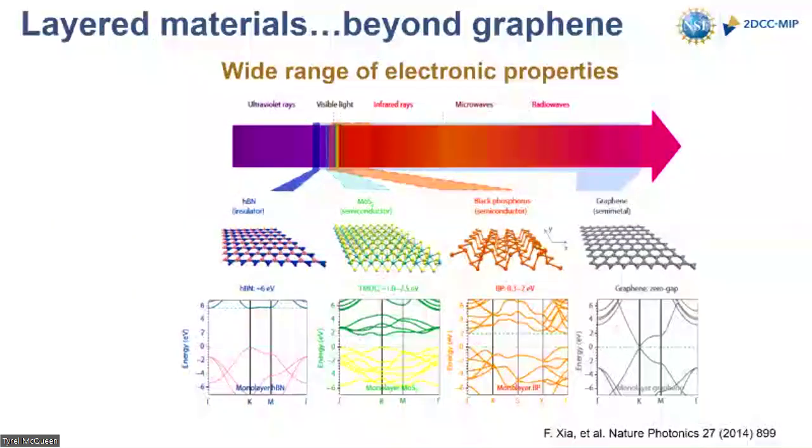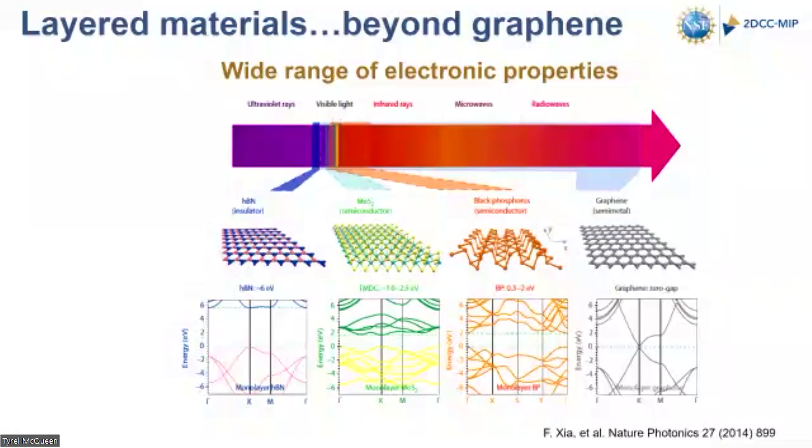a very wide range of electronic properties. So you're talking about materials like graphene, right, which is a semi-metal. On the other side, you have materials like hexagonal boron nitride, which you can make as a monolayer sheet as well. And this has a band gap of about 6 electron volts. So, an insulator basically. And then in between, there's a whole variety of 2D materials that are semiconductors, right?